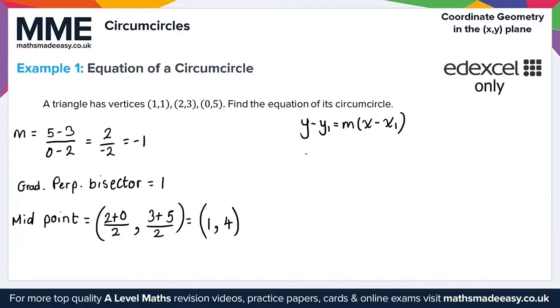So, in this case then, we get y minus 4 is equal to 1 lot, so it's just 1 for m here. So that means we can just write this as x minus x1, which is 1 there. So x minus 1. And again, we want this in the form y equals mx plus c. So we just need to add 4 to the left-hand side and the right-hand side. So therefore, y is equal to x minus 1 plus 4, giving us plus 3 there.